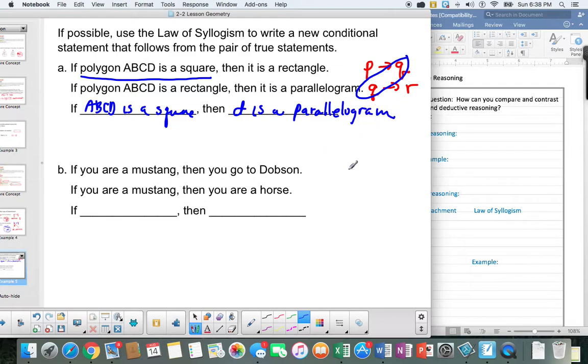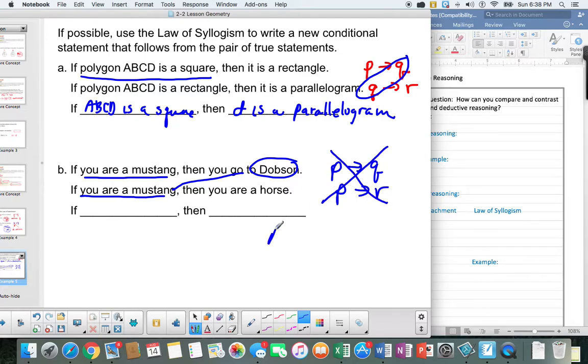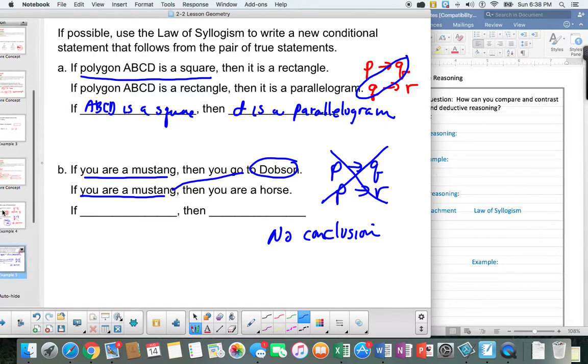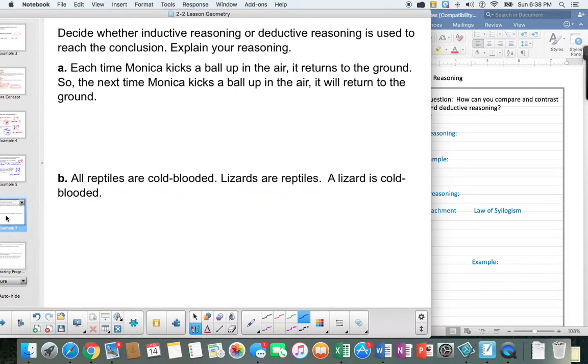Okay, let's try this one. P implies Q. So the P is you are a Mustang, and the Q is Dobson. Now notice there is no connection. This and this are not connecting. We're starting with P again and going to something else, which is R. There is no connection, so we say there is no conclusion. When you're learning, sometimes it's important to see something that doesn't work, so it makes you understand that better.